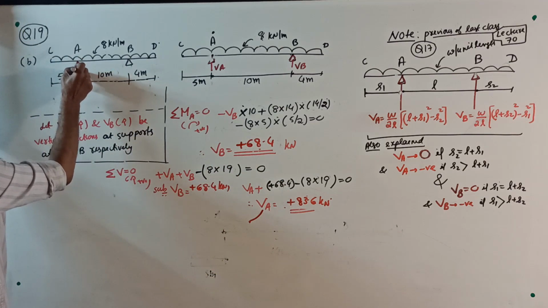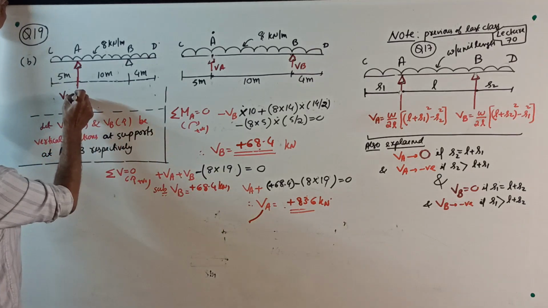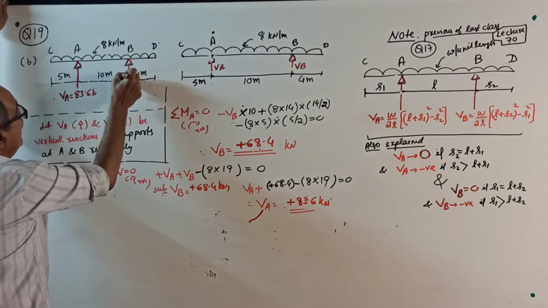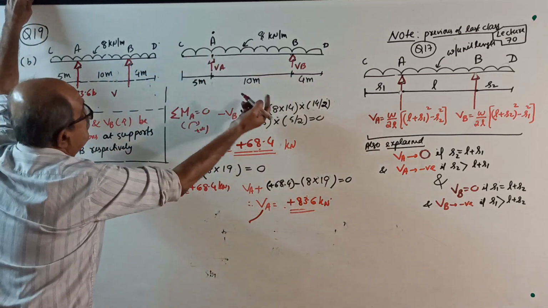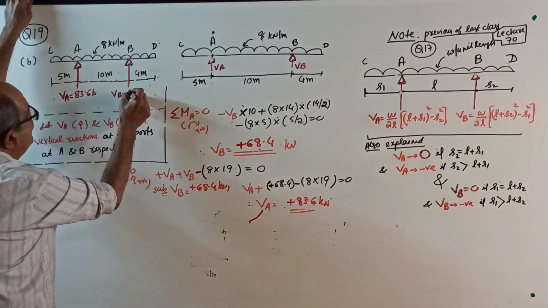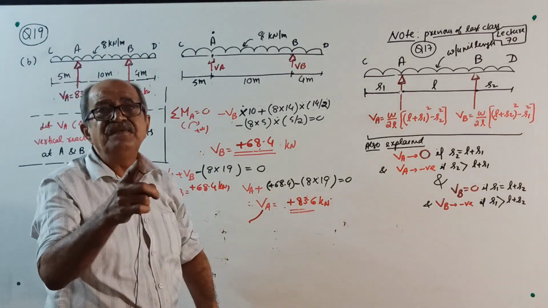Support reactions are as shown below. VA equal to 83.6 kilonewton. See, I told you, positive came means assumed direction correct. We assumed both upwards. VB equal to 68.4 kilonewton.